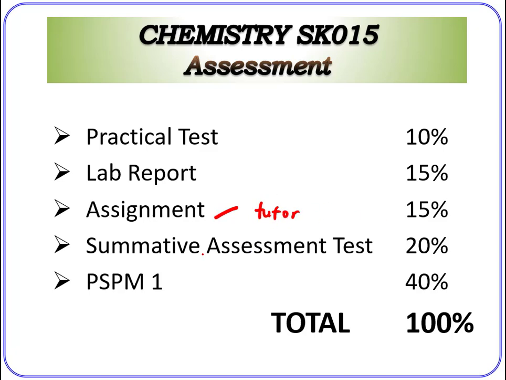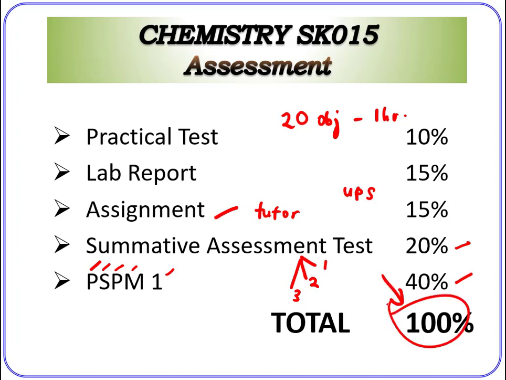Next is summative assessment test, which is your UPS. What is UPS? Ujian penilaian sumatif. You have ujian penilaian sumatif 1, 2 dan 3. Consists of 20 objective questions, which you have to answer within the duration of 1 hour only. Okay, will give you 20%. Next is PSPM1, which is peperiksaan semester program matrikulasi 1. So this is your final exam. Final exam is 40%, so bring out the total of 100%.